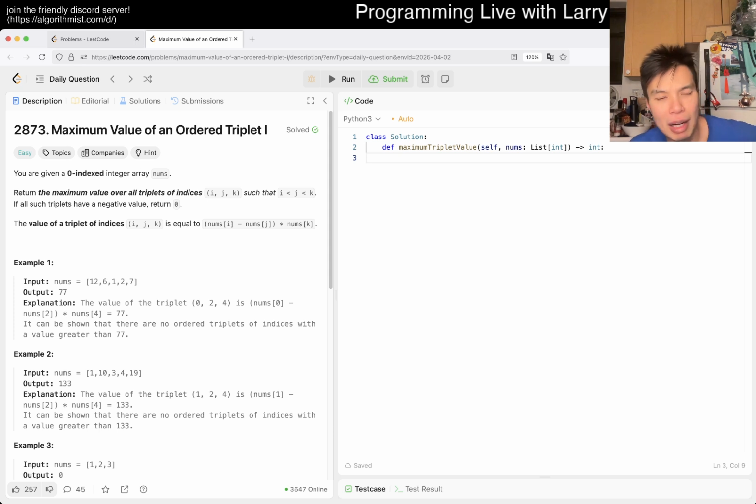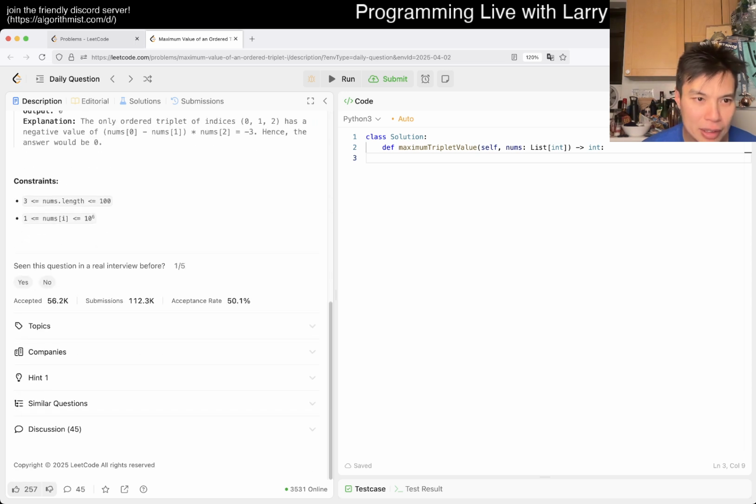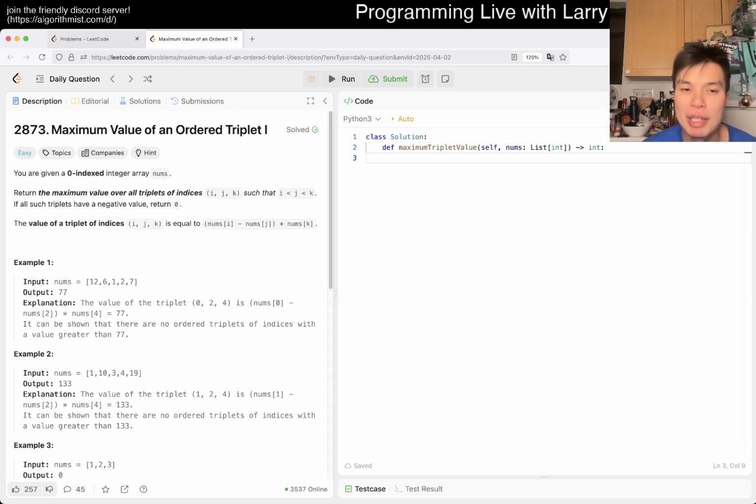So for this one, let me see if I can think about doing O of n. I don't know if I can, honestly. I haven't done this yet, right? But let's say we have this. Are there negative numbers? There are no negative numbers. Just want to confirm.